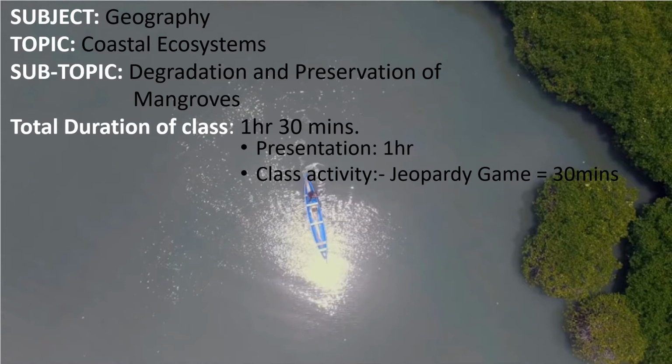Hi everyone, my name is Renee Crawford. The subject today is geography, and the topic is coastal ecosystems, under the subtopic of degradation and preservation of mangroves. Our grade is grade 10, target group from age 15 to 16, and this is supposed to span an hour and 30 minutes, can be less, depending on how fast the students learn, cooperate, and understand the content.